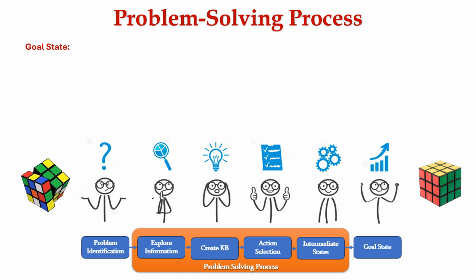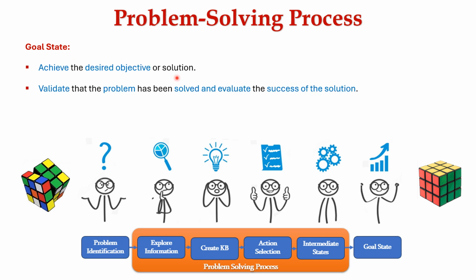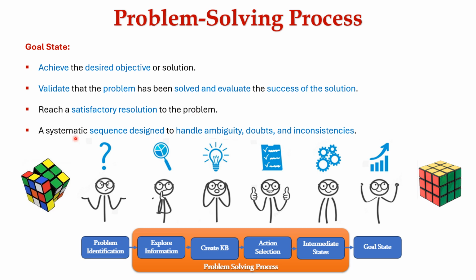The final step is goal state. Here we are achieving the desired objective or solution. We need to validate that the problem has been solved and evaluate the success of the solution, which means we reach a satisfactory resolution to the problem. Here, a systematic sequence is designed to handle ambiguity, doubt, and inconsistencies. So hope you are clear on the problem solving process.